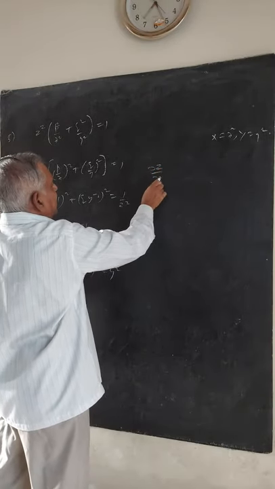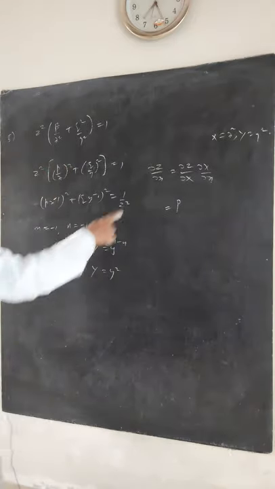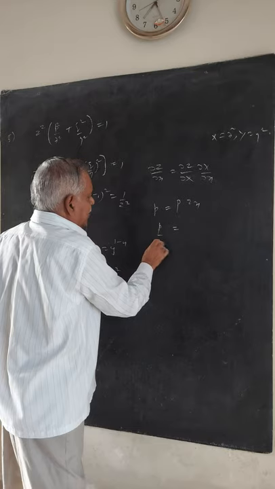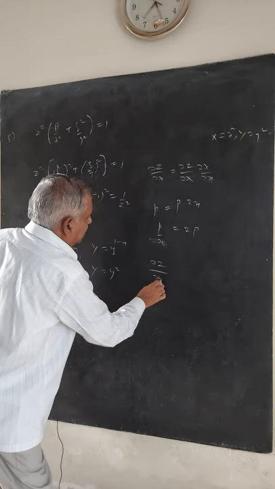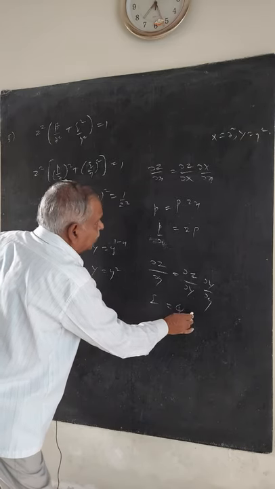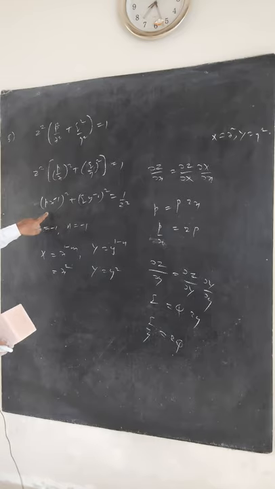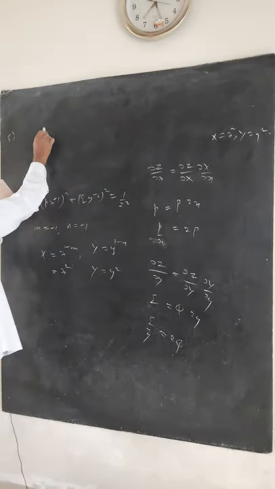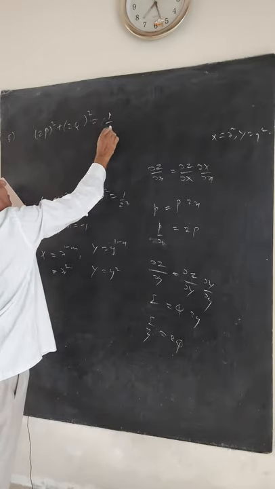Dou z by dou x, dou z by dou capital X, dou capital X by dou x, which is capital P, dou capital X by dou x is 2x. Therefore p by x equal to 2 capital P. Similarly dou z by dou y, dou z by dou capital Y, dou capital Y by dou y, which is small q, capital Q, 2y. q by y equal to 2Q. This is p by x, which is 2P, q by y, which is 2Q. Applying this, 2 capital P square plus 2 capital Q square equal to 1 by z square.